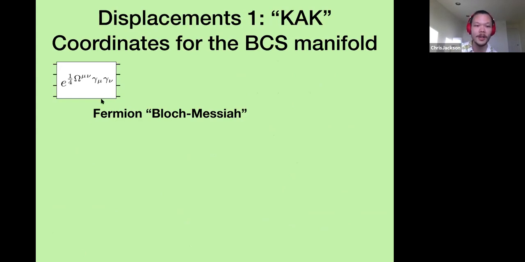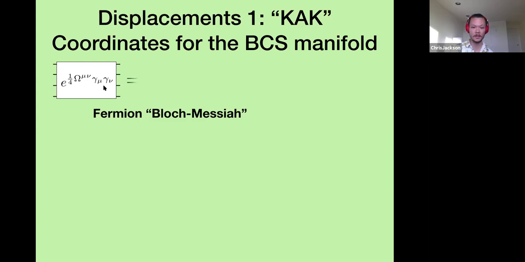Okay, so I'm going to try to tell you how to make a coordinate system for the BCS manifold of BCS coherent states. If you're familiar with optical systems, this is going to be the analog of the Bloch-Messiah decomposition, which is why I wrote this here. So what we're going to do is consider a general unitary generated by a Hamiltonian quadratic in these fermion operators.